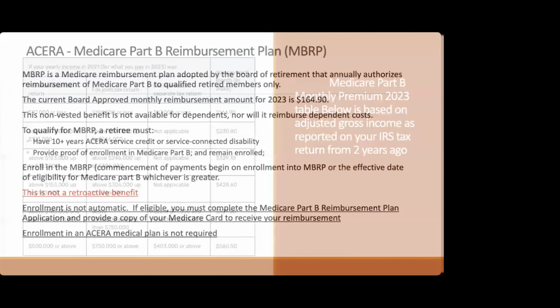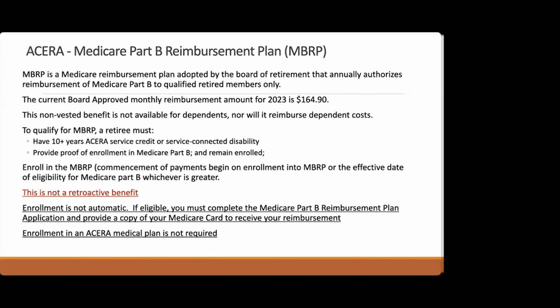Okay, next slide, please. All right, so I had mentioned this a little bit before about benefits you may miss out on if you late enroll in Medicare with Acera, and this is specifically what I was talking about. Acera offers a Medicare Part B reimbursement plan. So we will reimburse Acera retirees with 10 or more years of Acera service credit the minimum amount that somebody would pay for Medicare Part B. On the previous slide, we had looked at what that minimum amount was, and the Board of Retirement voted to approve that as the amount that we would reimburse, which typically happens every year.